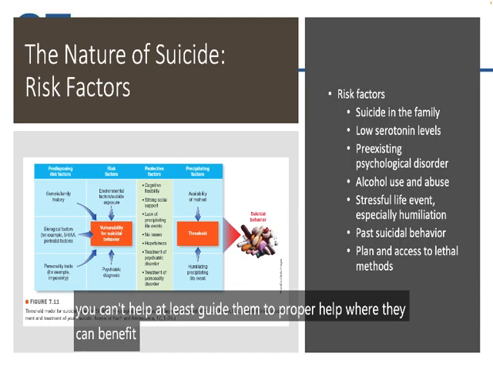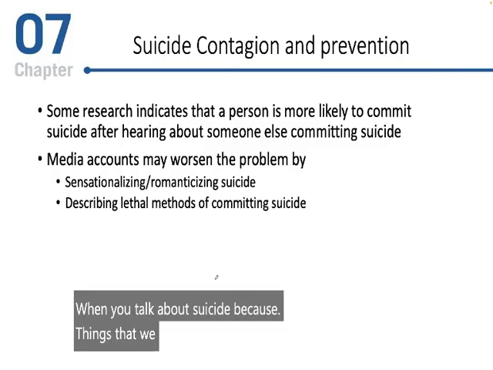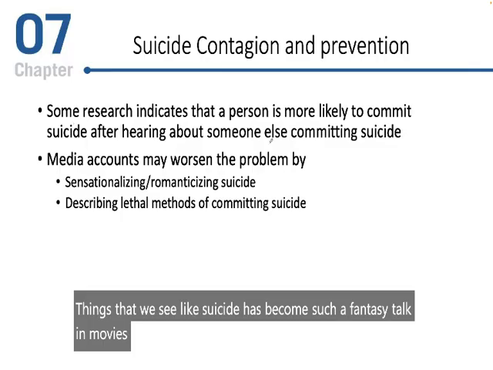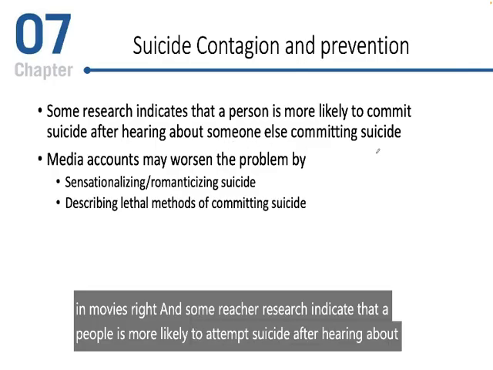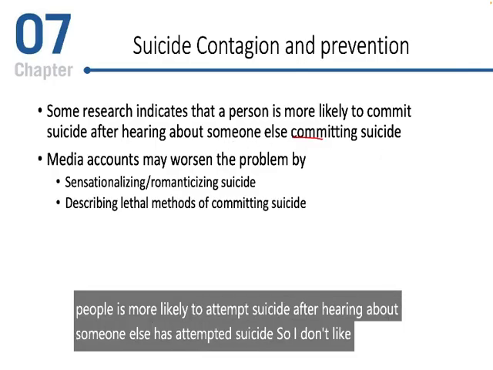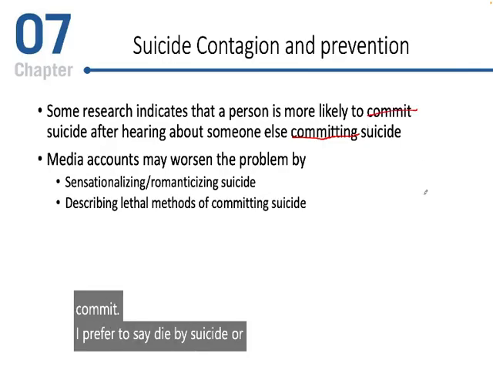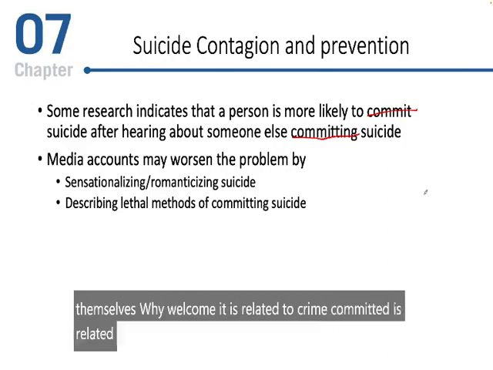And also watch for some of these ideas when you talk about suicide, because suicide has become such a fantasy talk in movies, right? And some research indicates that people are more likely to attempt suicide after hearing about someone else who has attempted suicide. So I don't like the word commit. I prefer to say die by suicide or attempted suicide or kill themselves. Why? Well, commit is related to crime. Commit is related to some type of long-term uses. It doesn't need to be so.